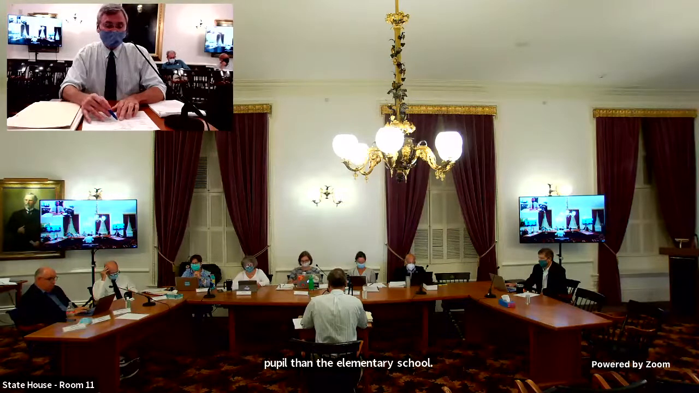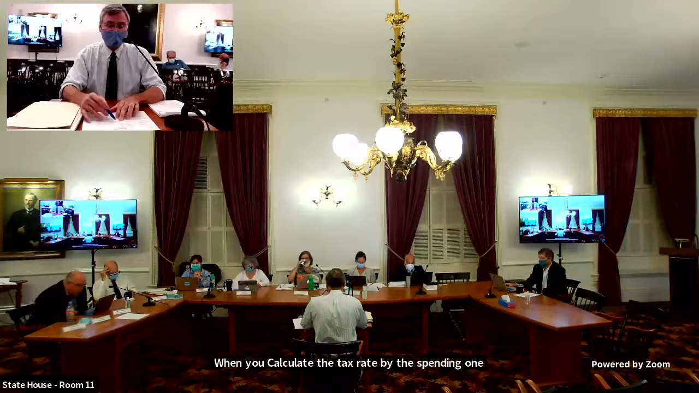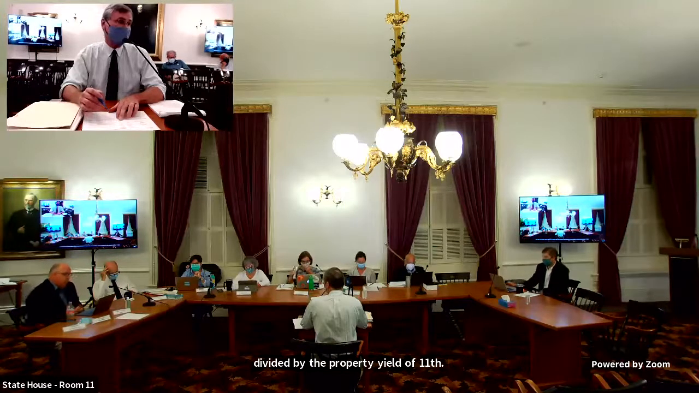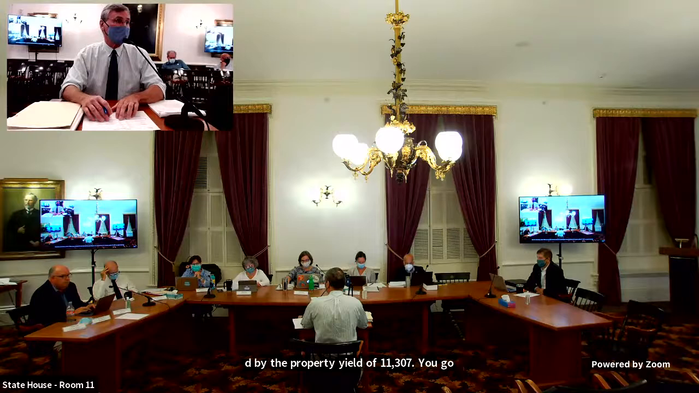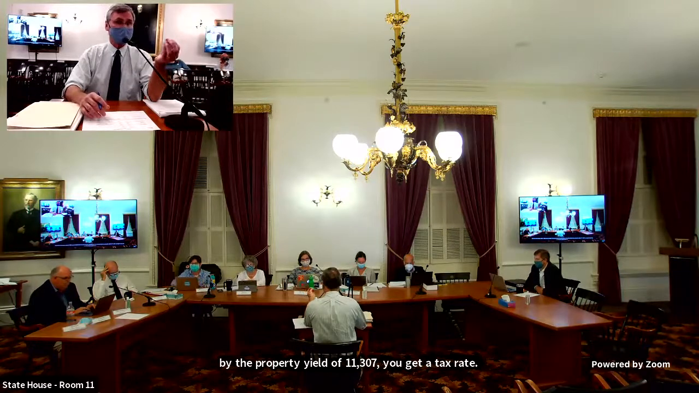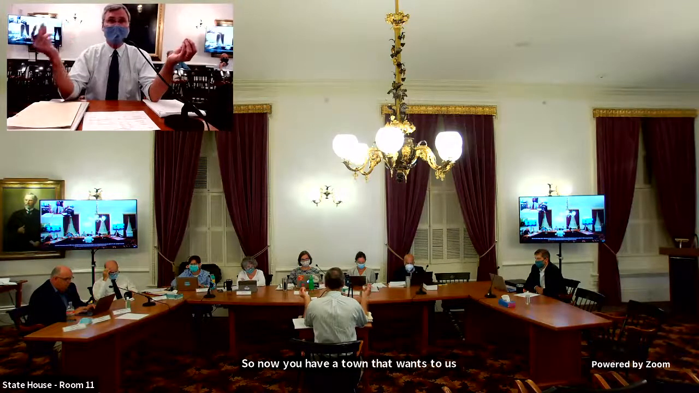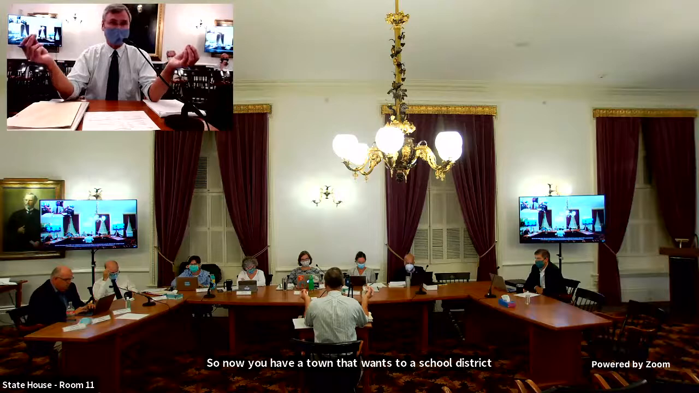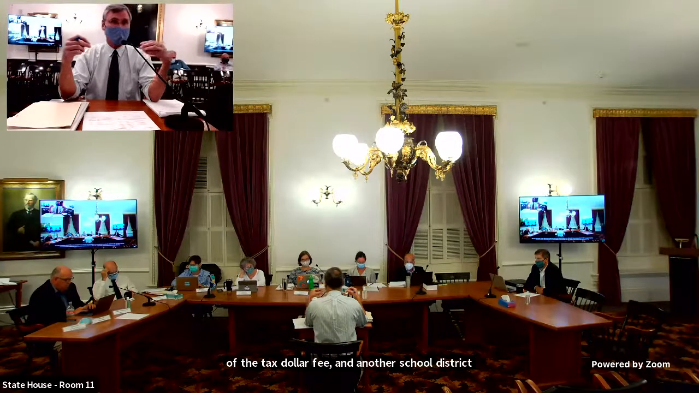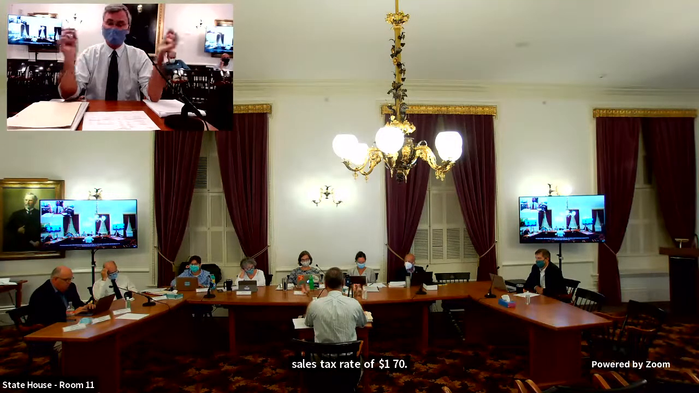When you take the education spending per pupil and divide by the property yield of 11,317, you get a tax rate of $1.70. So now you have a town that belongs to a school district with a tax rate of $1.40 and another school district that has a tax rate of $1.70. Add them together, straightforward, of course, which is good, and it would be $3.10.